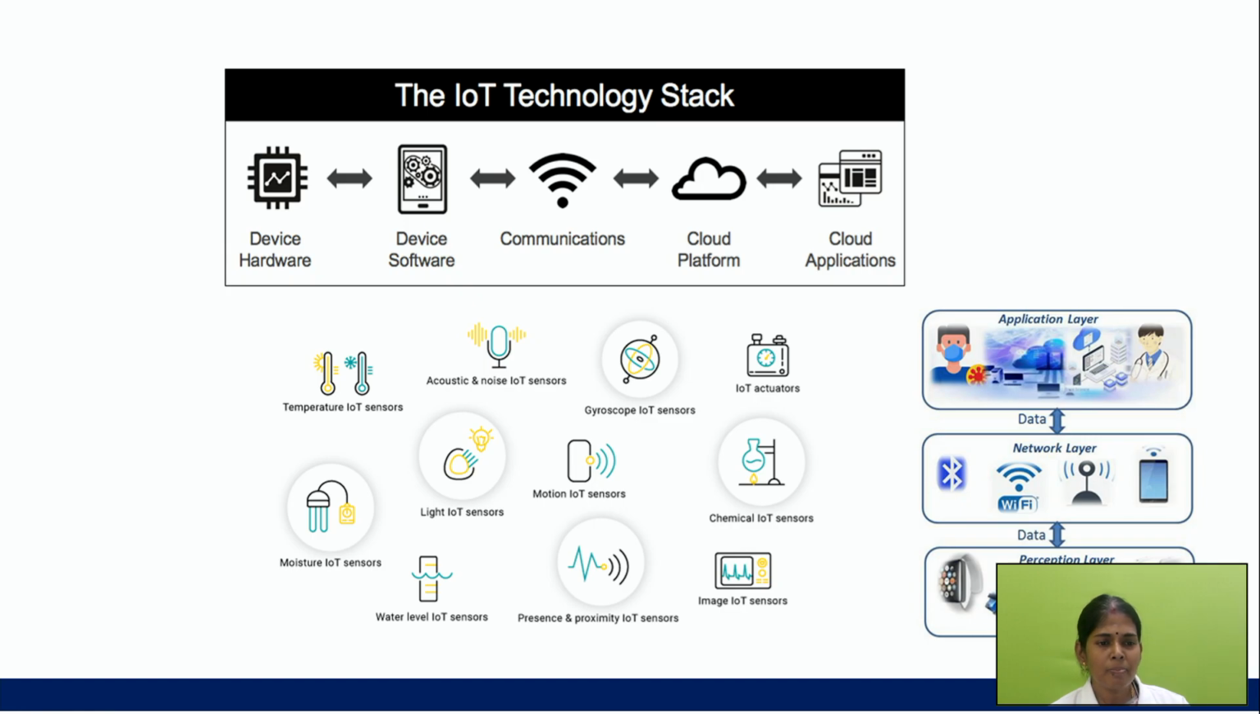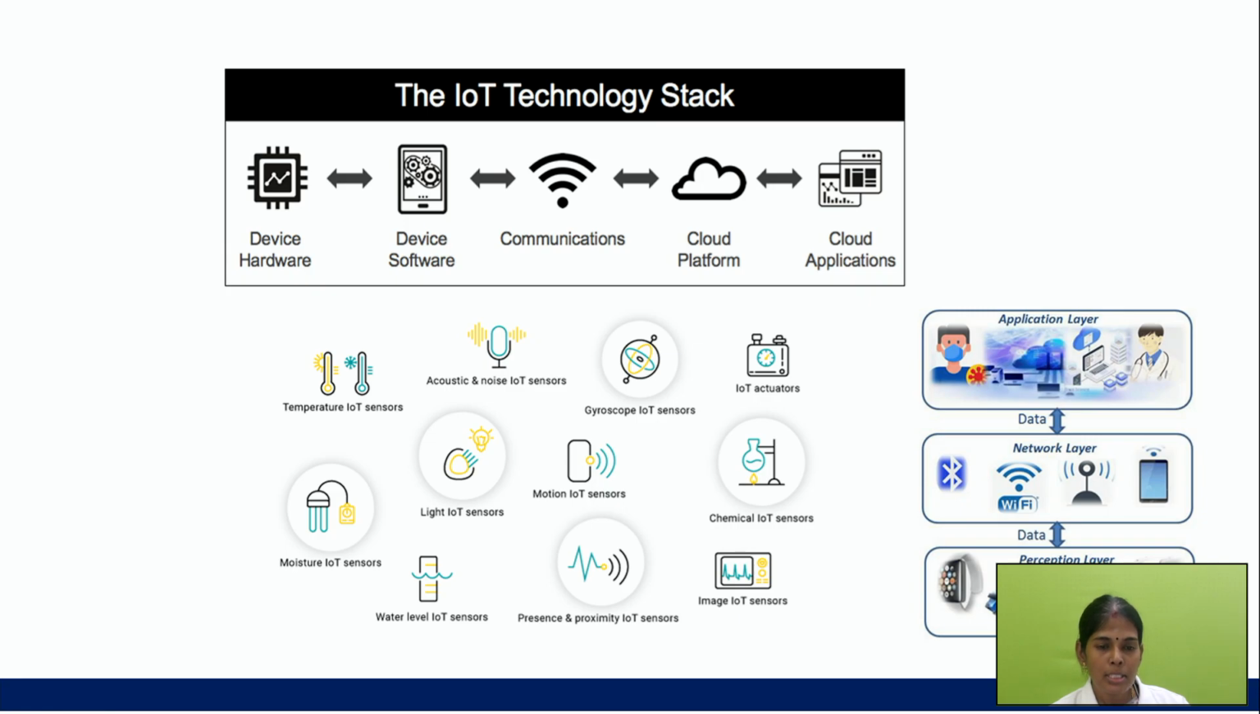In this, the first layer of the IoT stack is device hardware that acts as the interaction between the physical object and the server. The second layer of the IoT stack is the device software that is used to run the device processor and control the functionality of the IoT stack. Third layer of the IoT stack is communications. This is used to connect to the internet to transfer data.